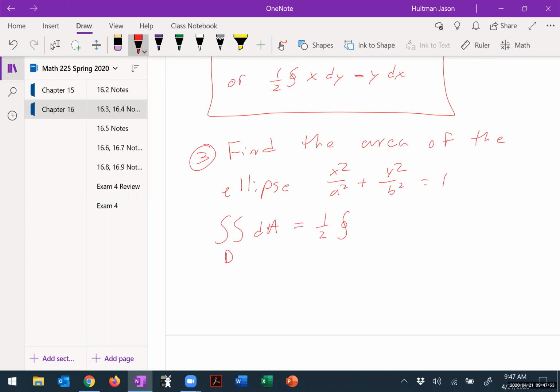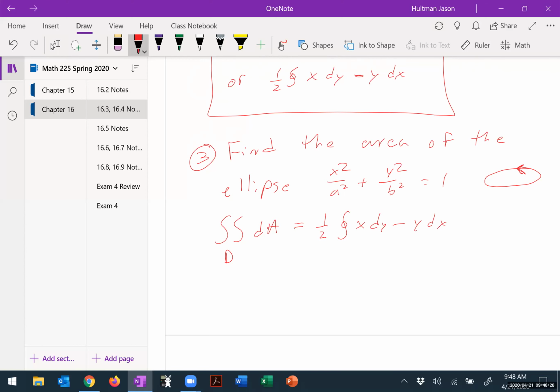positively oriented. We're going to take the ellipse and we're just going to make sure that it's positively oriented. That's fine. We can go around an ellipse any direction. I just want to go around in a positive orientation. Okay, let's go around the ellipse positively. Let's keep things positive. I'm a positive person, so let's keep things positive. Okay, so 1/2, positive orientation, x dy minus y dx.